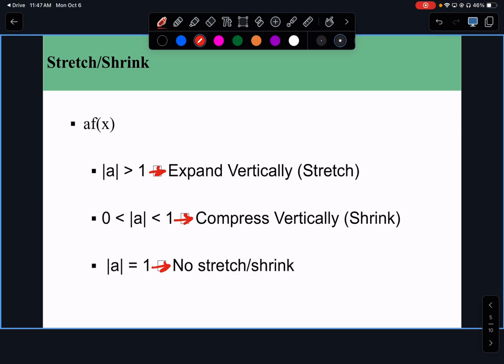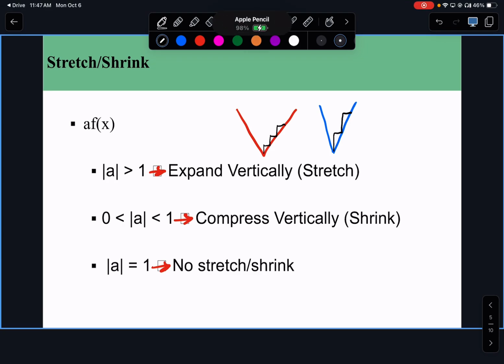So if we think about an absolute value graph, normally it goes up 1 over 1, up 1 over 1, up 1 over 1, right? Because that's how absolute value grows. Well, if I have an A value of 2, this is going to be a steeper V. And it's going to go up 2 over 1, up 2 over 1. That's what's happening to it, okay?